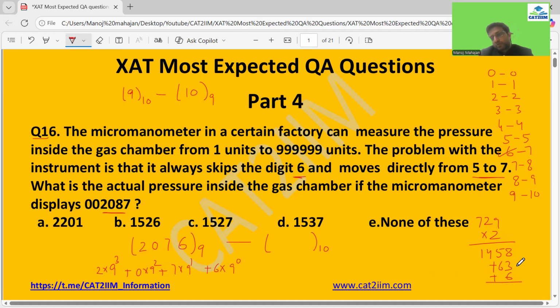8 and 3 is 11 and 6 is 17. 7 over here, 1 carry forward. 6 plus 5 is 11 plus 1. So 2 over here, 1 carry forward. So what is my correct answer? 1527.